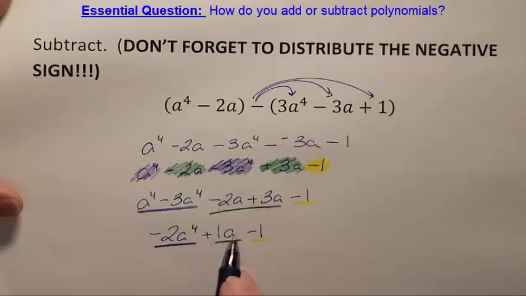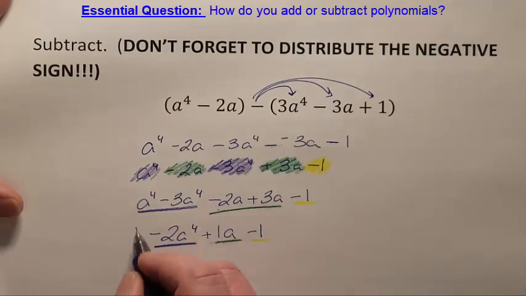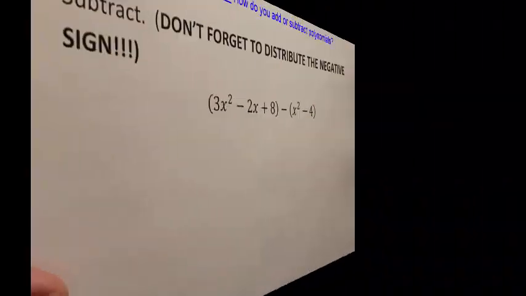A to the 4th has no other a to the 4th to combine with. My a has no other a's to combine with. And my constant has no other constants to combine with. So this is my final answer, and I'm done.